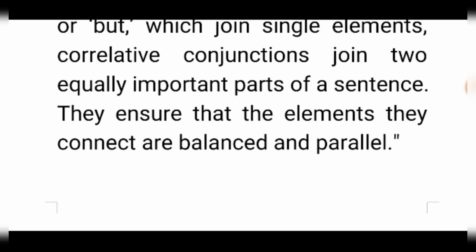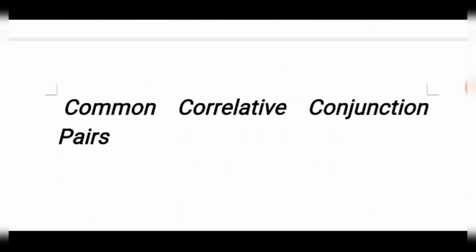The balanced and parallel elements are connected by the correlative conjunctions, whereas we are unable to connect with the general conjunctions, the normally used conjunctions, to connect such type of sentence. So we are having now some common correlative conjunctions. We will see now.